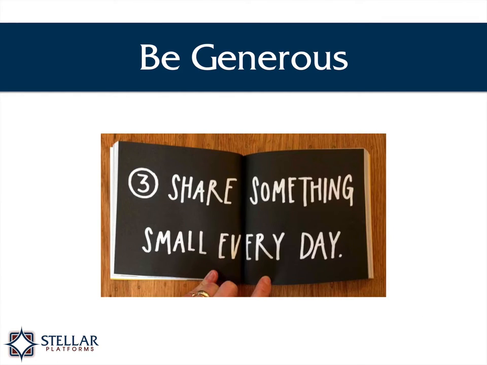The one that I like the most is number 3: share something small every day. If you share something small every day, you're doing a number of things. You're providing insight into your work. You're reminding people about your field. And you're positioning yourself as someone with something to say about it.